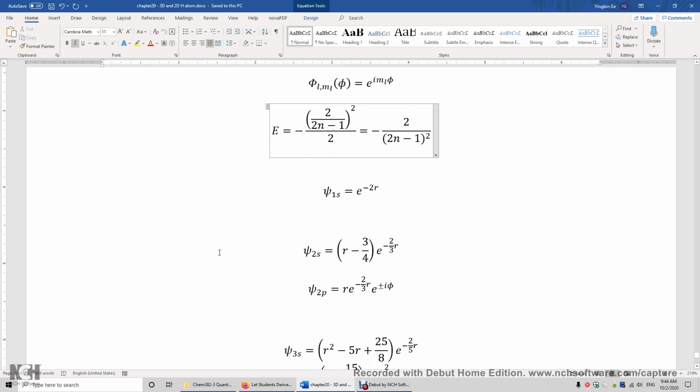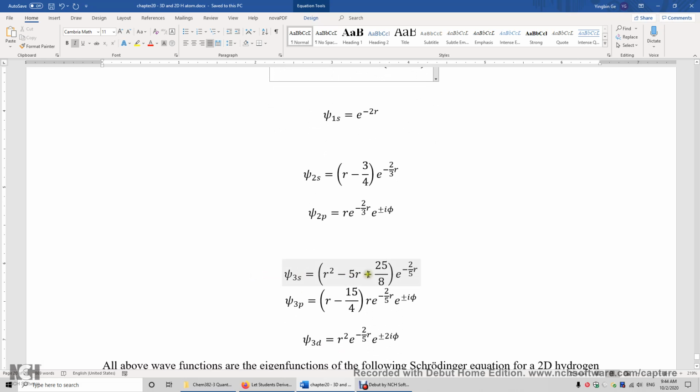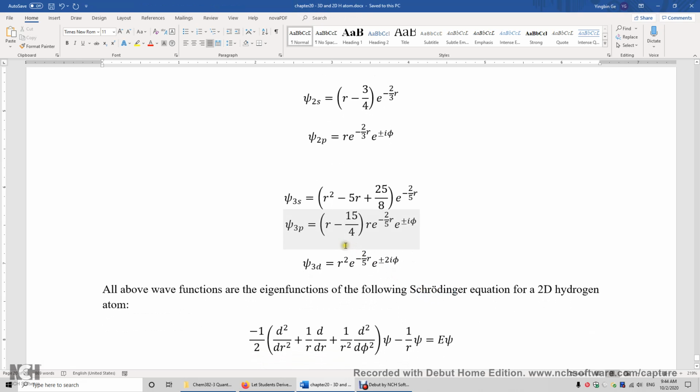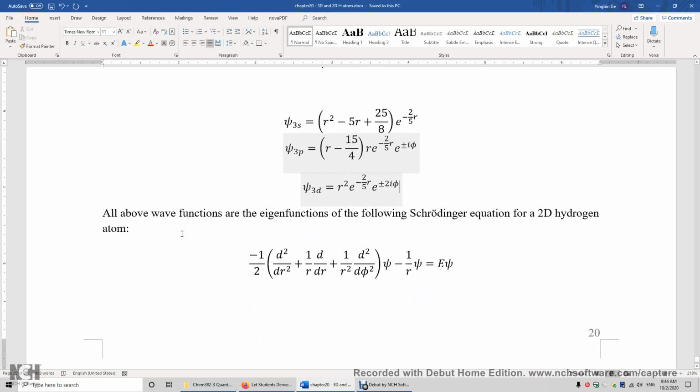And then I'm going to show you the wave functions. 1s, 2s with a circular node, 2p also with a node, a planar node, 3s, 2 circular nodes, 3p also 2 nodes, but 1 circular node, 1 planar node. Over here, 3d orbitals, 2 planar nodes. All right. All these wave functions are the eigenfunctions of this Schrodinger equation for the two-dimensional hydrogen atom.